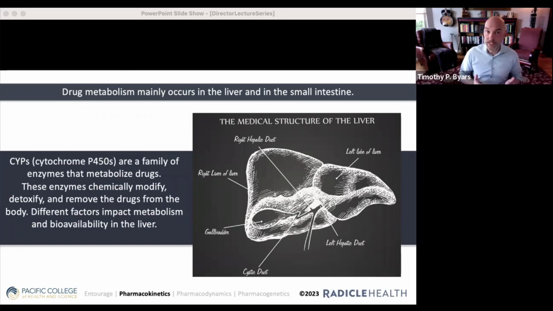But recall that when ingested, cannabinoids are mostly metabolized in the liver if you eat them, and they're mostly metabolized by the cytochrome P450 enzymes. So the CYPs are a family of enzymes that metabolize drugs. They modify, they detoxify, they remove drugs from the body. It's a large family of enzymes, but there's a small group of maybe 5 or 7 that really metabolize most drugs that we take. And most of them are in the CYP family.